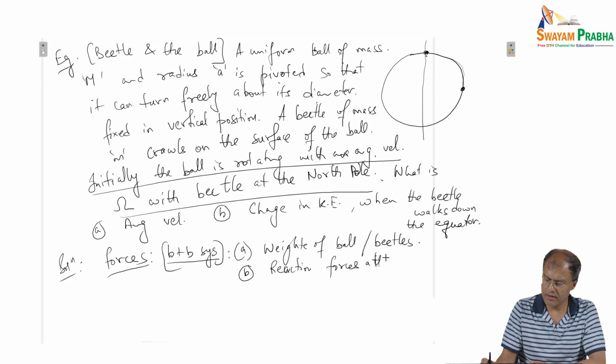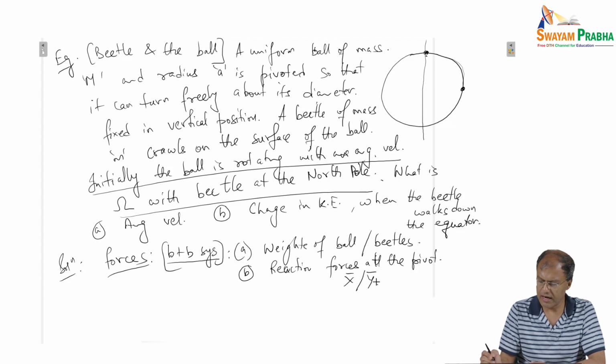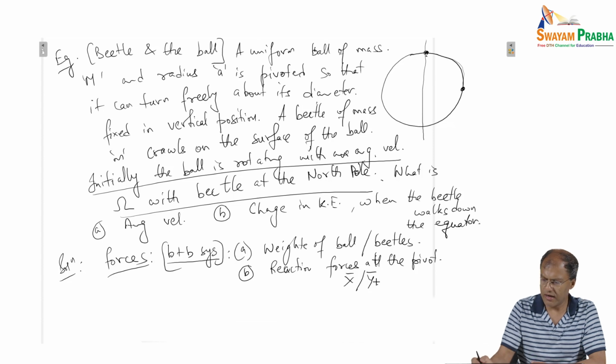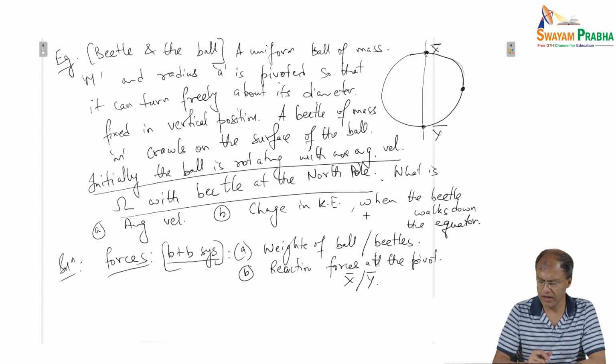at the pivot, at x and y, the reaction forces of the pivot at x and y. Let's say one pivot point is at x, the other pivot point is at y. So that is where the sphere is moving.